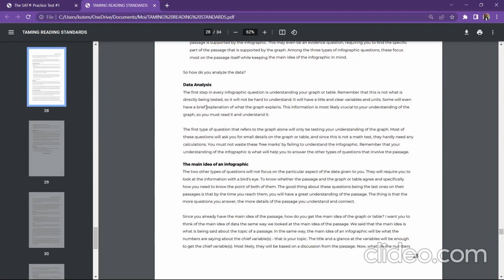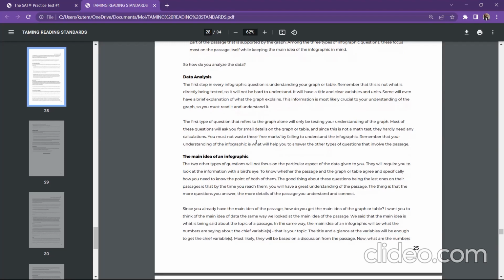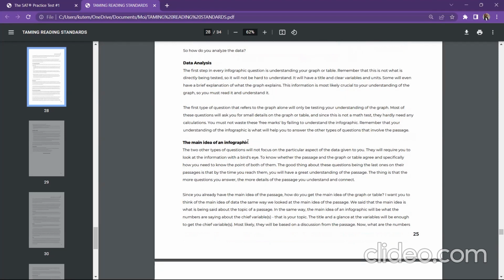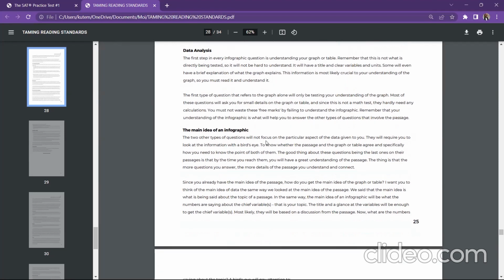And sometimes you even have an explanation. I think the one we saw did have an explanation, but we're going to go through it. So you're going to be told what the graph is explaining, and it will be easy for you to read it. Okay, so the main thing is you have to understand the graph. Like you have to know what variable is there, the trend of the data that's there, because that's what you're going to need to answer the question.